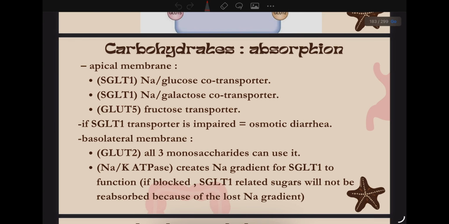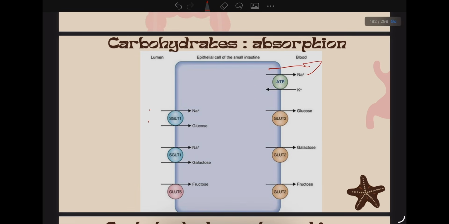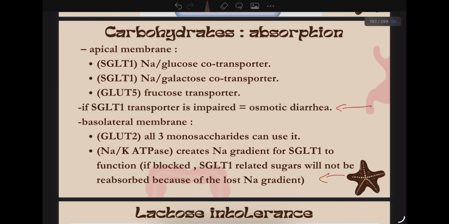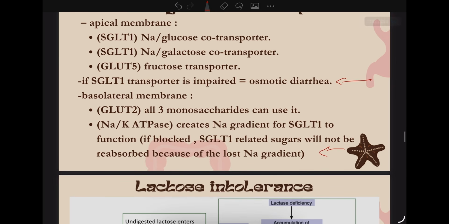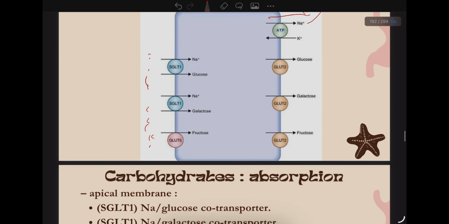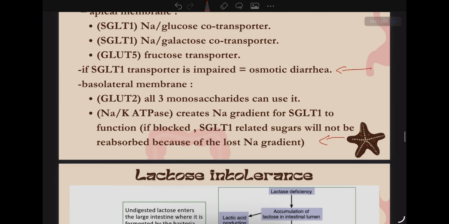A summary for what I just said. Just two small notes that I didn't say now. If this transporter SGLT1 is impaired, you will have osmotic diarrhea because you will not be able to absorb sugars. So it will accumulate here and it takes water with it, and if you take water out, it's diarrhea basically. Also, if the sodium potassium pump is inhibited, what will happen? As we said, Na will accumulate here and these pumps will be impaired. Na will not be able to come in.